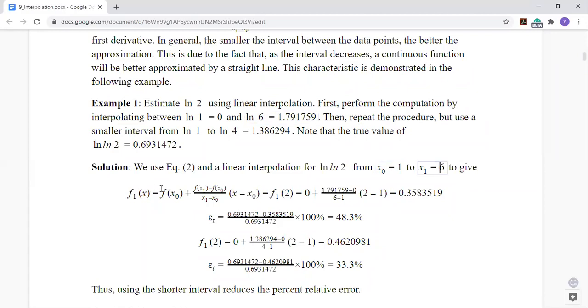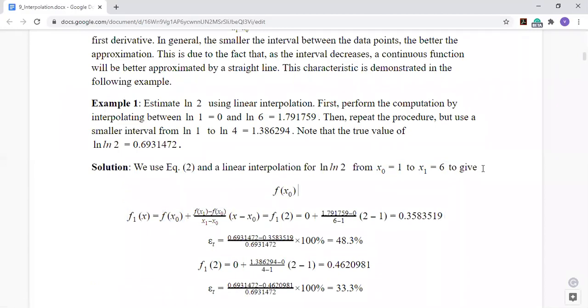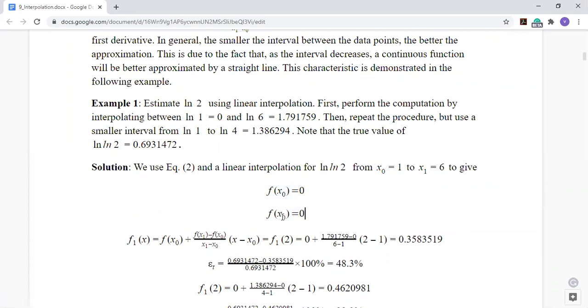Then f(x naught) is equal to 0. Then f(x1) is equal to 1.79. And x naught is 1, then x1 is 6.